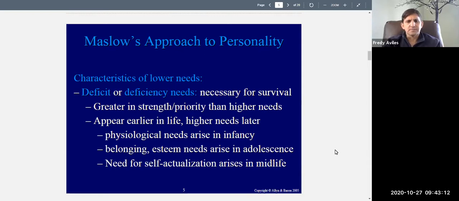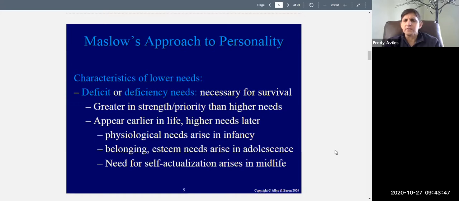The lower needs are called deficit or deficiency needs. Remember, the lower needs are the ones that are stronger, right? Like for instance, the physiological needs. You need to eat, you need to drink, you need oxygen, things like that. So the lower needs are called deficit or deficiency needs because they're necessary for survival. If you don't eat, if you don't drink, if you don't get enough oxygen, you're going to die. They're necessary for survival. Your safety needs are also part of those lower needs. If your safety needs aren't met, you're going to also die. Okay, so they're necessary for survival.